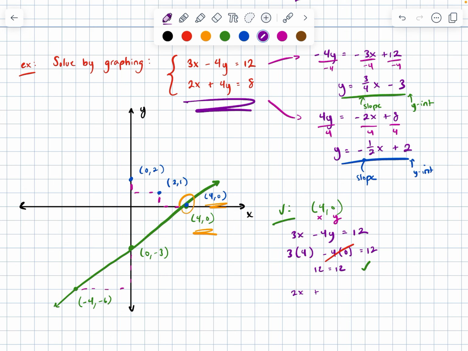And for our second one, I've got 2x plus 4y equals 8. Let's substitute 2 times 4 plus 4 times 0. Is this equal to 8? Well, again, 4 times 0 is 0. 2 times 4 is 8. 8 is equal to 8. Would you look at that? We found our solution.